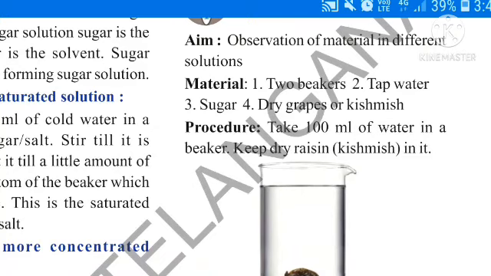Materials: 2 beakers, tap water, sugar, dry grapes or kishmish. Procedure: take 100 ml of water in a beaker, keep dry raisins, means dry kishmish, in it, leave it for 1 hour, observe what has happened. Take it out and compare it with dry raisins.